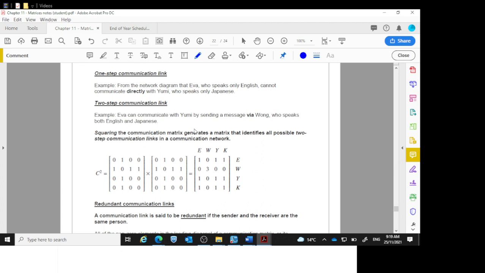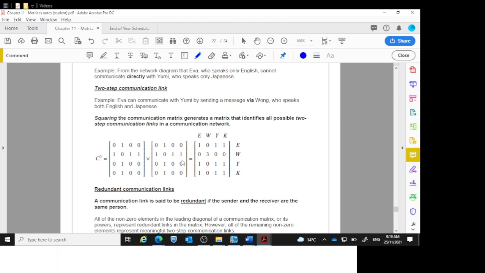One-step communication link. A one-step communication link is when someone can directly communicate with somebody else. In this case, from the network diagram, Eva, who speaks only English, cannot communicate directly with Yumi, who speaks only Japanese. So she can only communicate with someone who speaks the same language. A two-step communication link: an example is Eva can communicate with Yumi by sending a message via Wong, who speaks both English and Japanese. So there's someone in the middle. So it's a two-step communication.